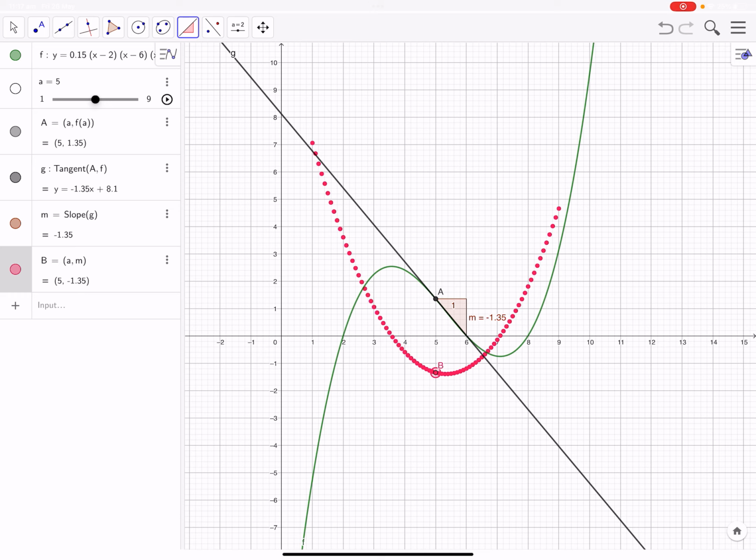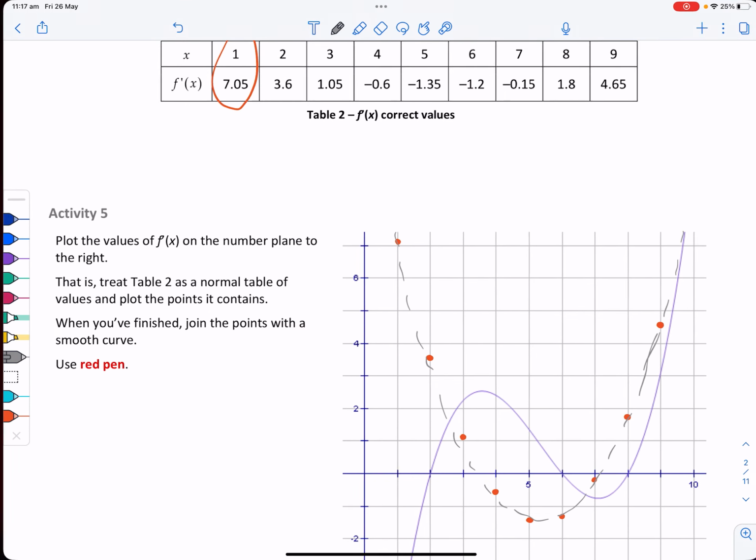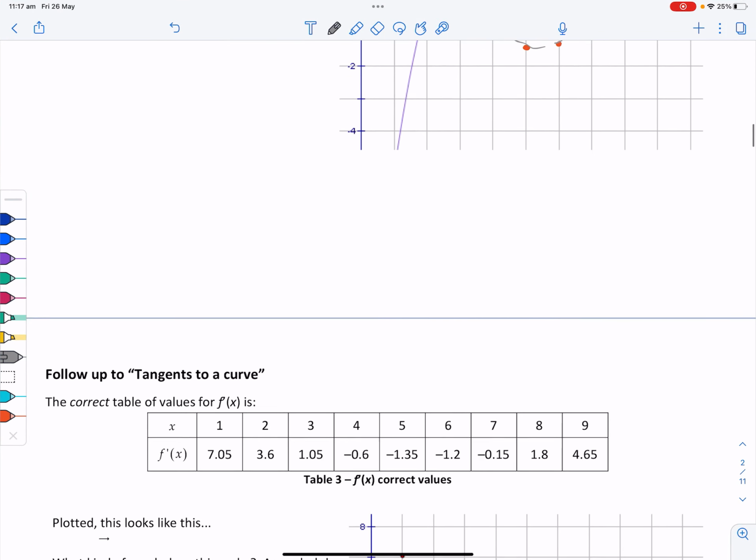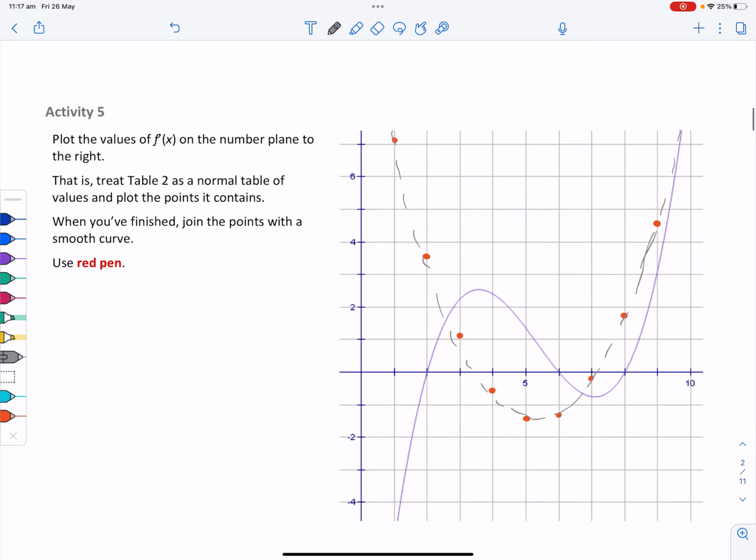Right, so there's this relationship between the original curve and the gradient of that curve. The original was a cubic, and then the gradient function is a parabola. Its degree has gone down by 1. Right, that's significant. Okay, so we've done that, and that's the end of this worksheet.